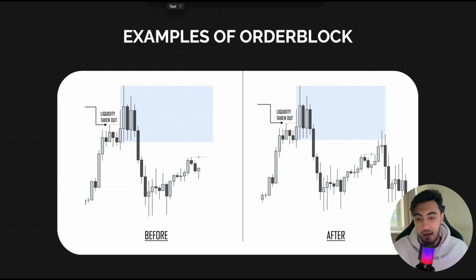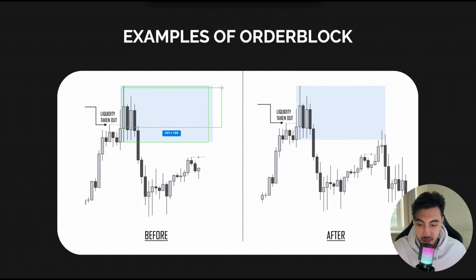Let's see another example here. So here we have another example. What we can see is a bearish movement, right? Price takes out the liquidity, and we have a bearish candle. We talked about the last bearish candle before a bullish movement. It's going to be this candle for me, because we already have a bearish movement starting here. So this is going to be the last candle.